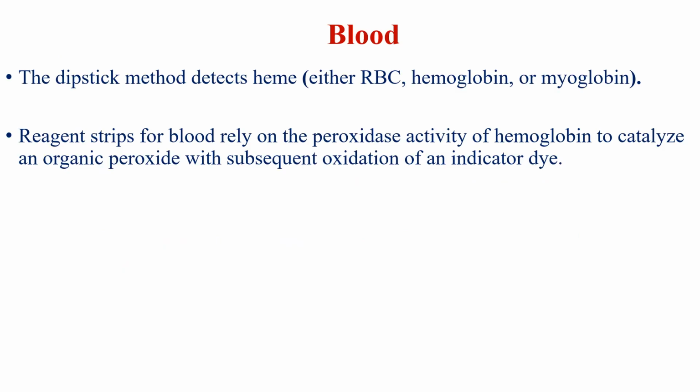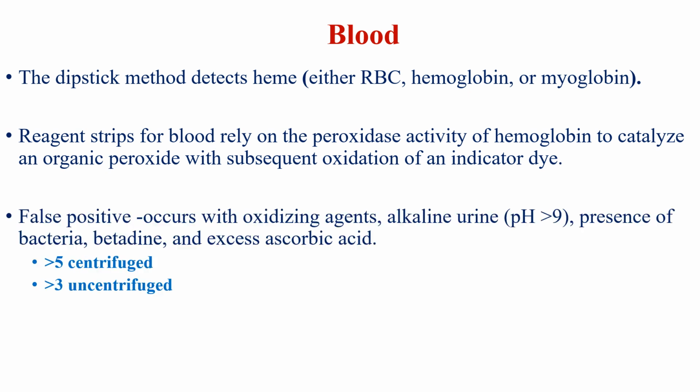The next is blood. The dipstick method detects heme, either RBC, hemoglobin, or myoglobin. Reagent strips for blood rely on the peroxidase activity of hemoglobin to catalyze an organic peroxide with subsequent oxidation of an indicator dye. False positive occurs with oxidizing agents, alkaline urine, presence of bacteriuria, and excess ascorbic acid.